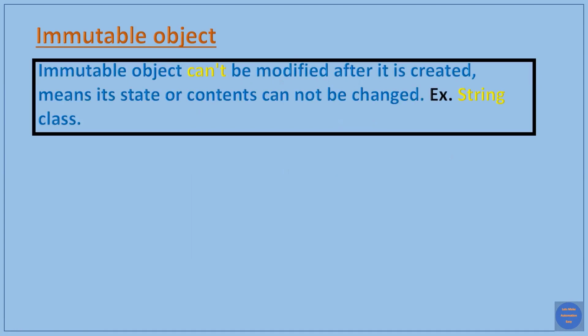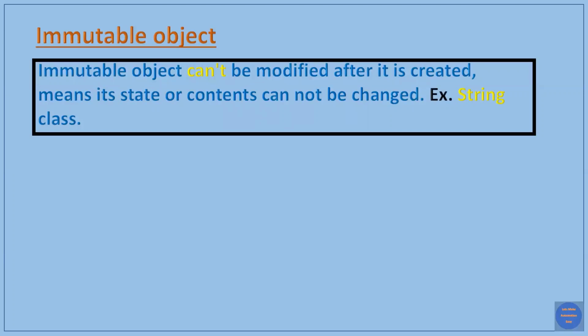So what do you mean by modify it? When you create any object, you know that the object contains some properties. We know them as properties or fields. Suppose at the time of creating the object, you set some value for the properties of the object.